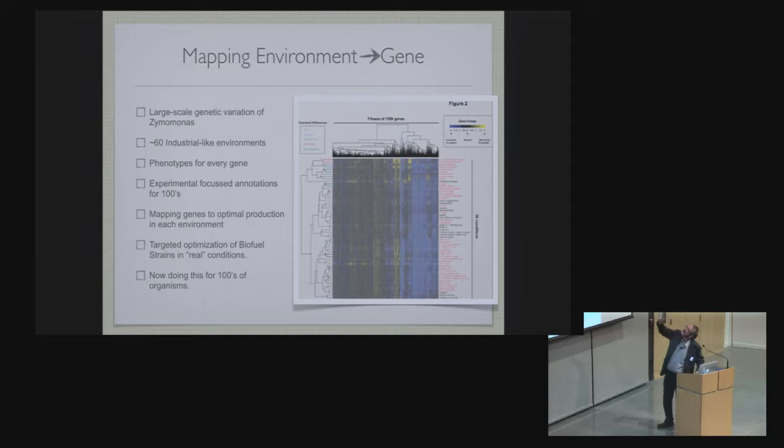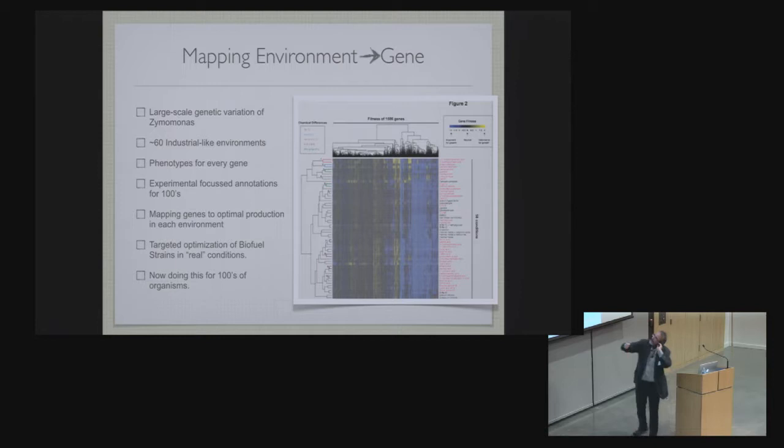And so it turns out that we can then classify things by these objects. What we found in this particular case was, for example, we were looking at an organism that makes ethanol in very complicated reactor environments, under high stress. We screened over 60 industrial-like environments. We found how every gene confers the ability to both produce ethanol and allow the cell to survive under these environments.